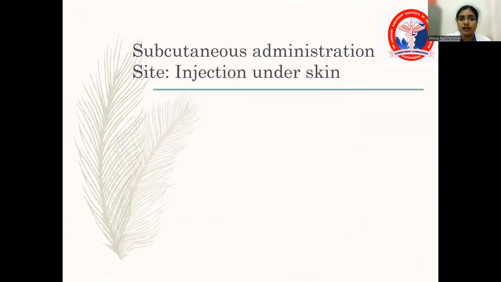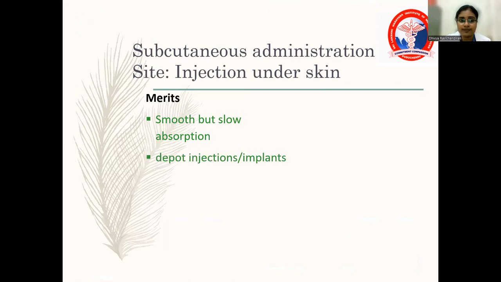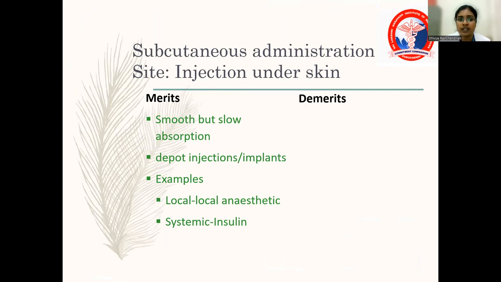Subcutaneous administration is also called as, it's just beneath your dermis. This is injection under the skin. Merits are smooth but slow absorption. Depot injections or implants are mostly kept in this layer. Some examples are local anesthetics given in the subcutaneous layer, and for systemic use, insulin. Insulin is most commonly given in the subcutaneous layer. And the demerit is only small volume. As I already said, in intradermal only 0.1 ml is given. Here up to 1 ml you can give.